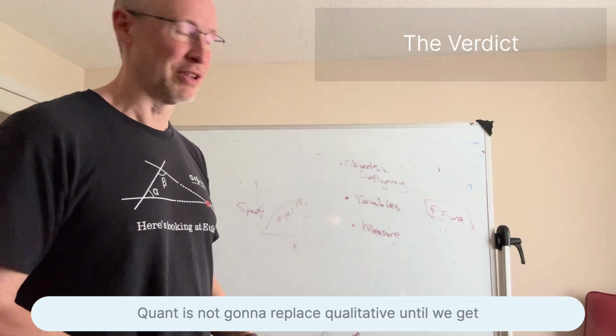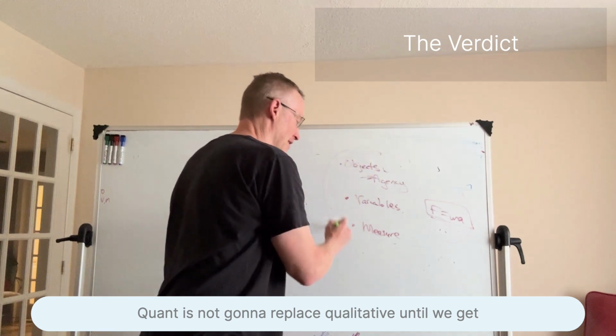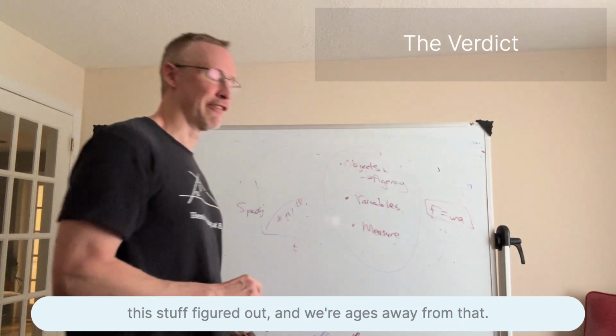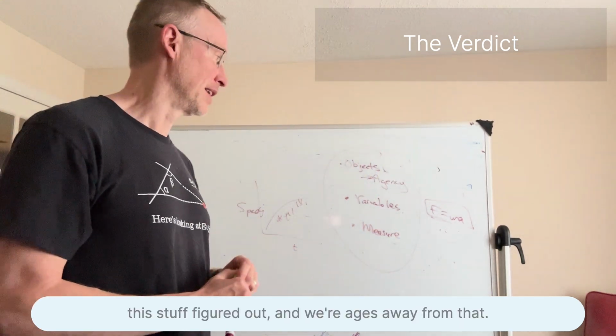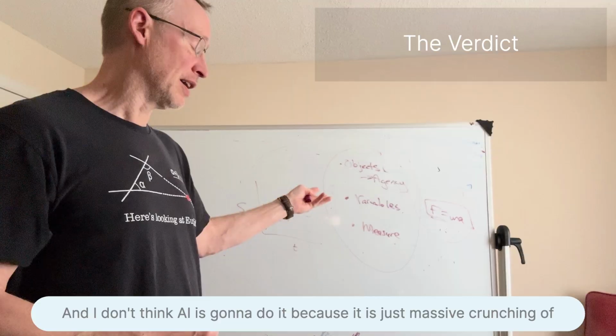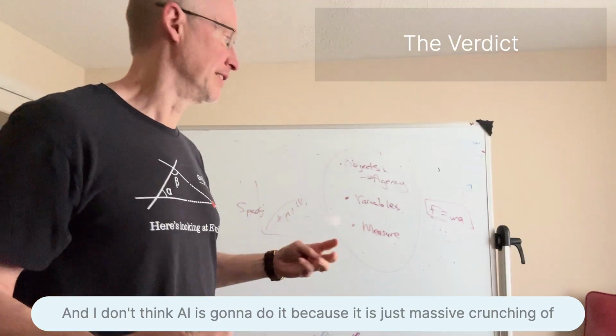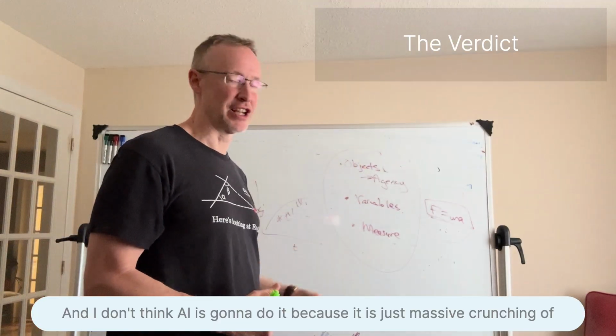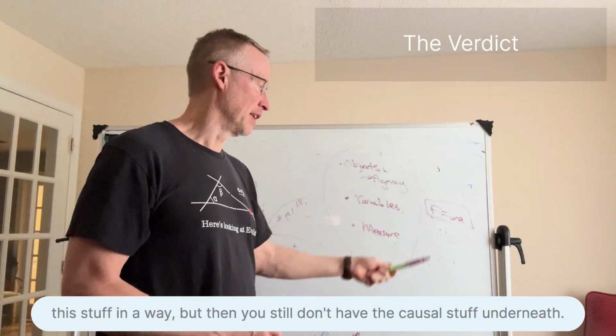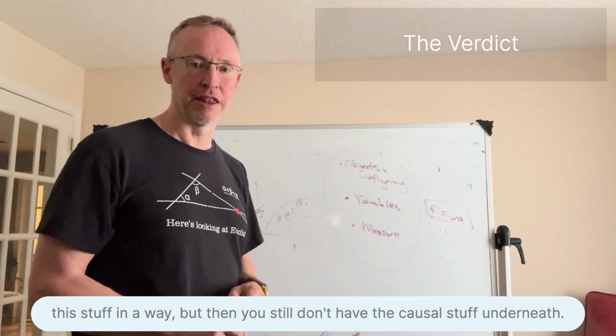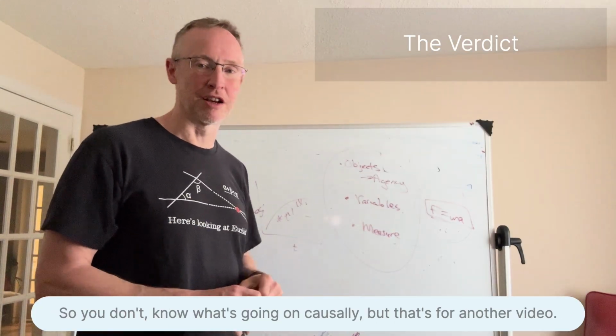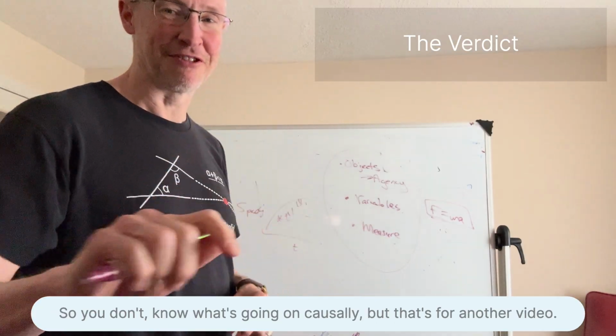Quant is not going to replace qualitative until we get this stuff figured out, and we're ages away from that. And I don't think AI is going to do it, because it's just massive crunching of this stuff in a way, but then you still don't have the causal stuff underneath. So you don't know what's going on causally. But that's for another video.